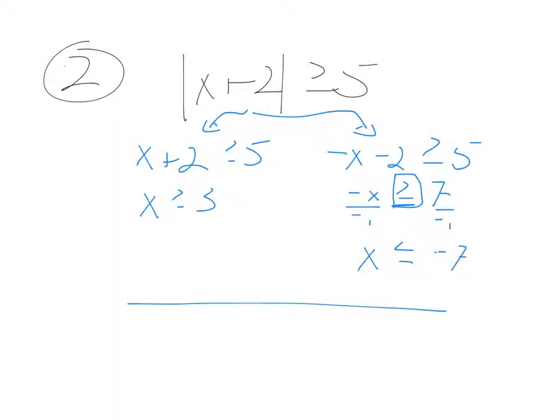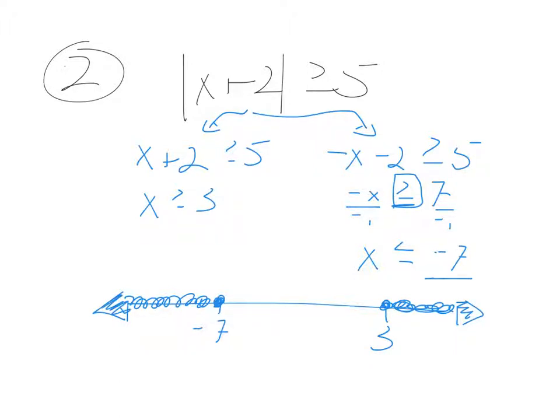And what this tells us is that instead of talking about some kind of a region, we're talking about the values outside of a region. So we're talking about a critical point at x is negative 7, another critical point at 3, and if x is greater than 3, we're going this way, and if x is less than negative 7, we're going this way.